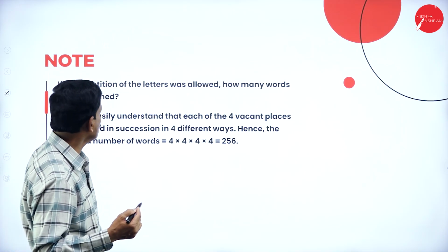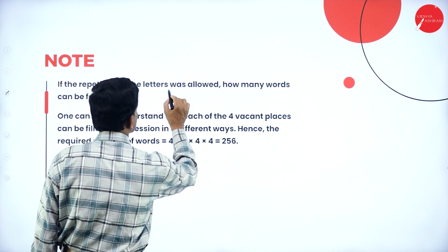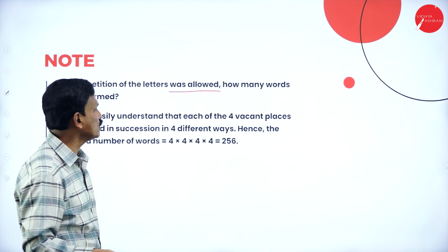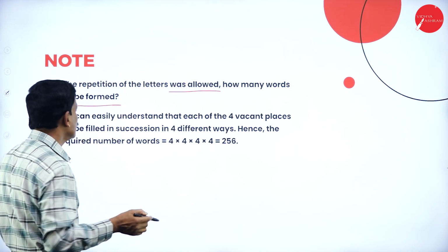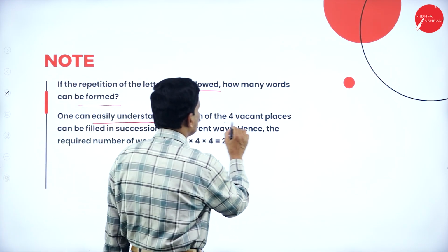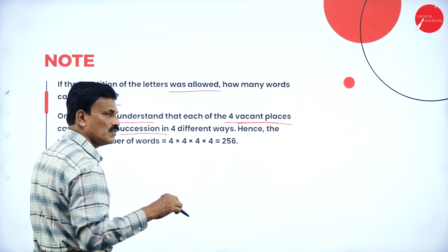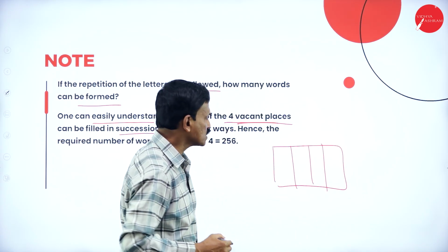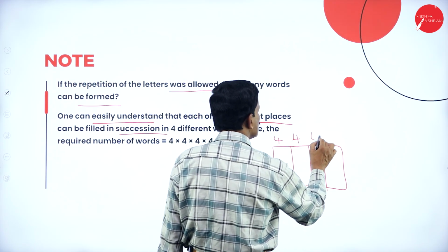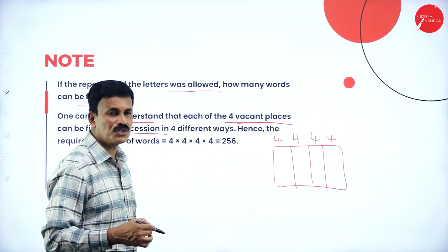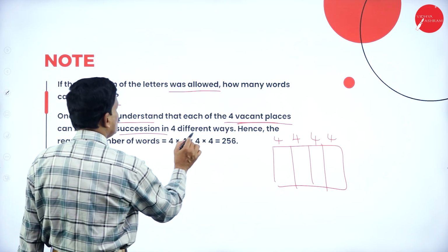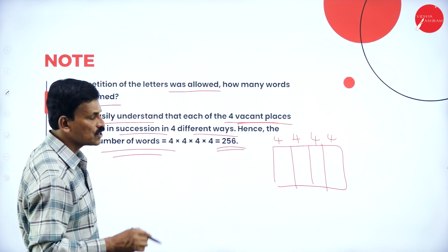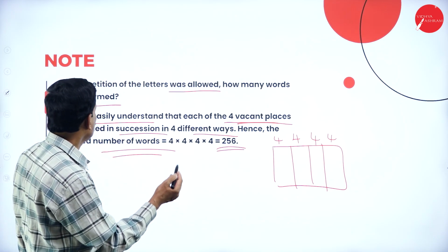Okay. Now let us come to the next. Suppose the repetition of the letters is allowed. In the previous problem the repetition was not allowed. In case you allow the repetition, how many words can be formed from the same word? One can easily understand that out of these 4 vacant places, each can be filled in succession in 4 different ways. So, the first can be filled in 4 ways, the second also 4 ways, and the third and fourth places, all the places, can be filled in 4 different ways. Hence, the required number of words is 4 into 4 into 4 into 4, that is nothing but 256.